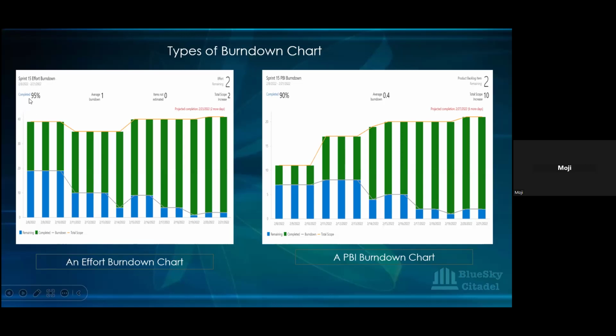It says it's 95% completed. The color in green shows what is completed, and you can see the key notes there. The color in blue shows what is remaining. So at the end of this particular sprint, you can see that they have a little bit of work remaining, and you can see the projected completion. It says they have 2 more days to go to finish what they needed to do.